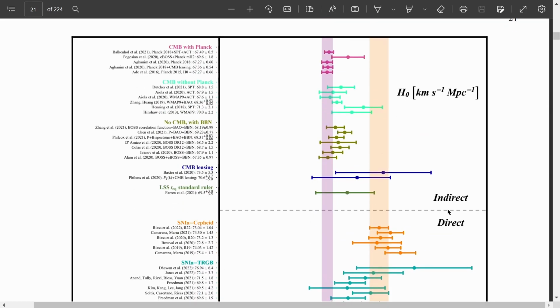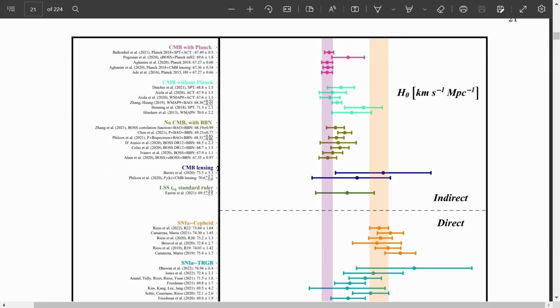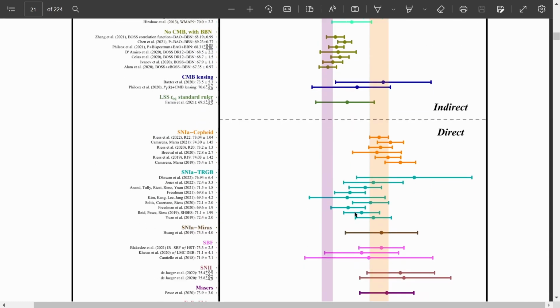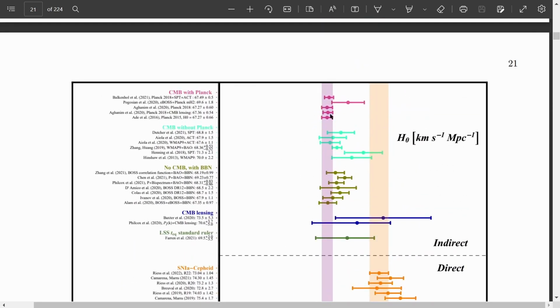Now here is the indirect test, when we are understanding the Planck data. When we try to understand the CMB through Planck data, or without Planck data, or maybe Big Bang nucleosynthesis, what we observe is that the big bubble dots are actually lying between 65 to 70. Can you see here? Yes.